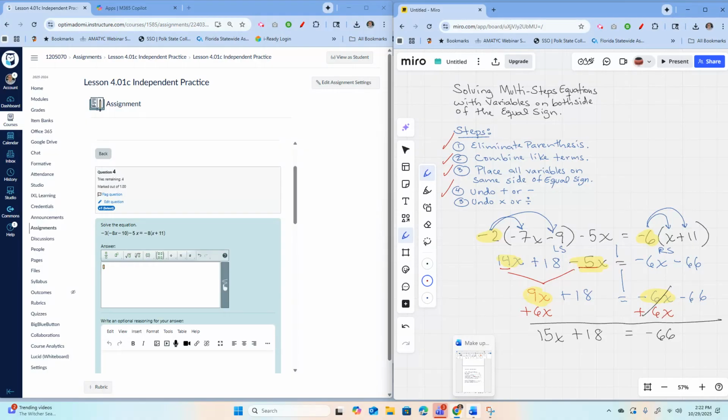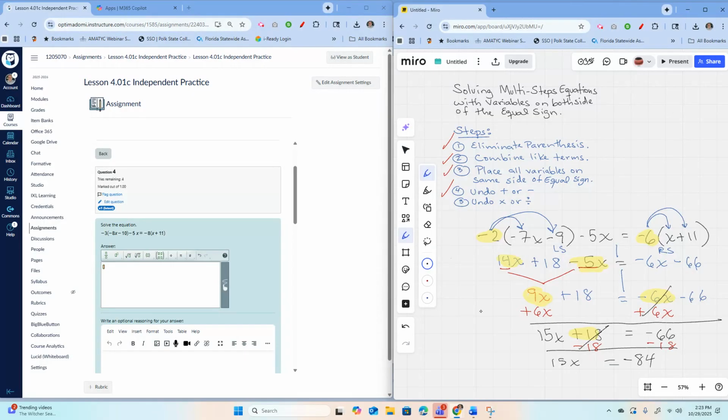Step number 4, undo any addition or subtraction. Right now, this 18 is adding. The opposite of adding 18 is to subtract 18. Whatever you do on one side, you do it in the other. Here we go, my long line again. I drop the 15x. 18 and negative 18 will cancel out. So that will give me 0, so I'm going to cross out. Drop the equal, negative 66 plus negative 18. That's going to give me minus 84.